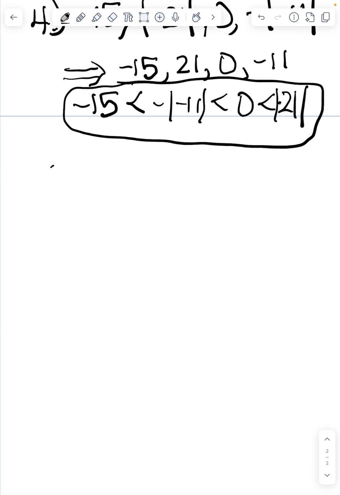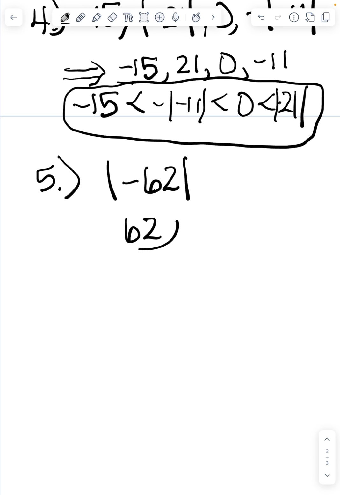Okay, number 5. Evaluate each expression. So they want to know what is the absolute value of -62. This is +62.